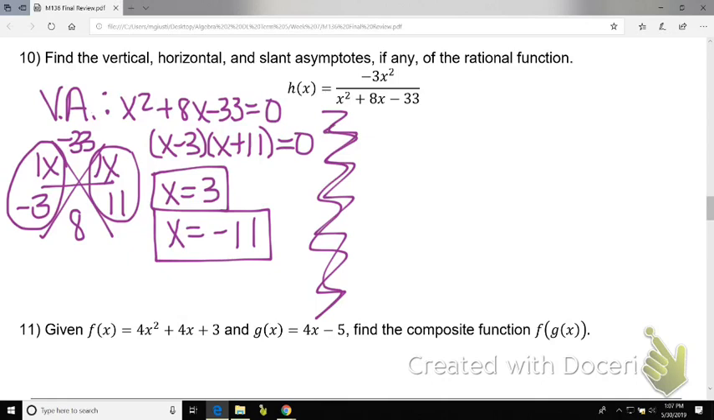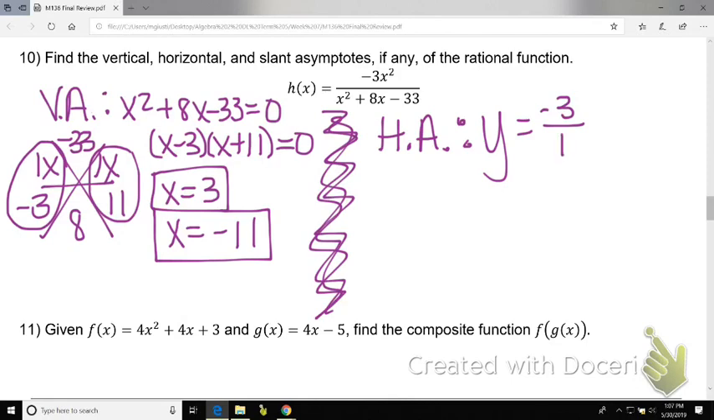Now, horizontal is when you compare the degrees. The exponents, yep. The highest exponent for each one. So the horizontal asymptote, you always write y equals. When the top is smaller than the bottom, that's when it's y equals 0. But if they're the same, you just write their leading coefficients. So what's the number up top? Negative 3? Yeah, negative. And then on the bottom, it's a 1, so it's just y equals negative 3. Yep. Good.